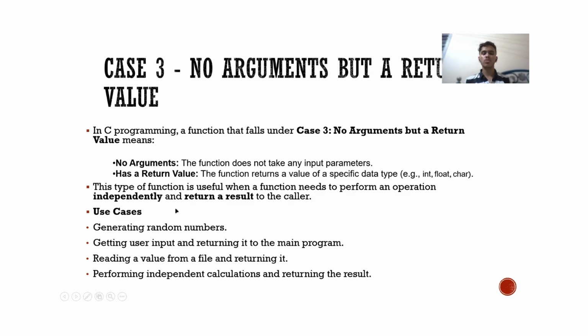This function is used when a function needs to perform an operation individually, but it returns the result to the caller. Use cases: generating random numbers, getting user input and returning it to the main program, reading a value from a file and returning it, performing an independent calculation and returning the result.